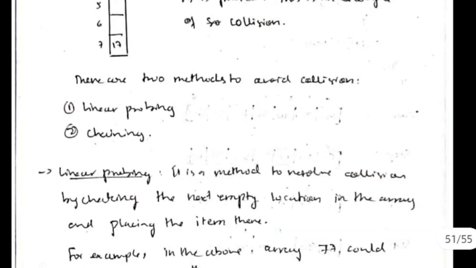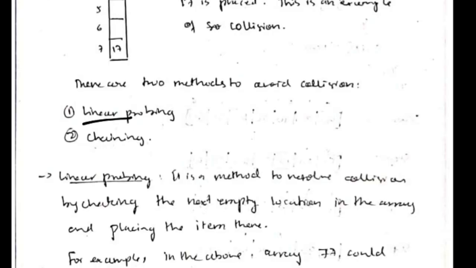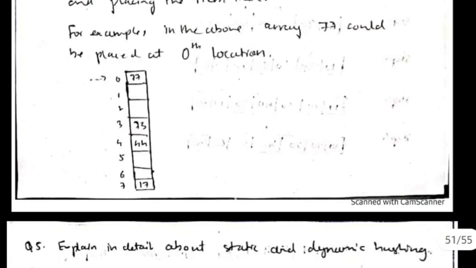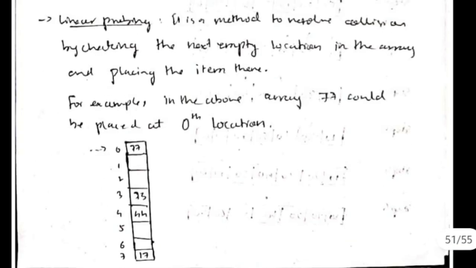To resolve collision there are two methods. First one is linear probing and second one is chaining. In linear probing, we will see the next location which is empty, which means after 7, repeating from the first position, the 0th location is empty, so we will place 77 there. That's known as linear probing.